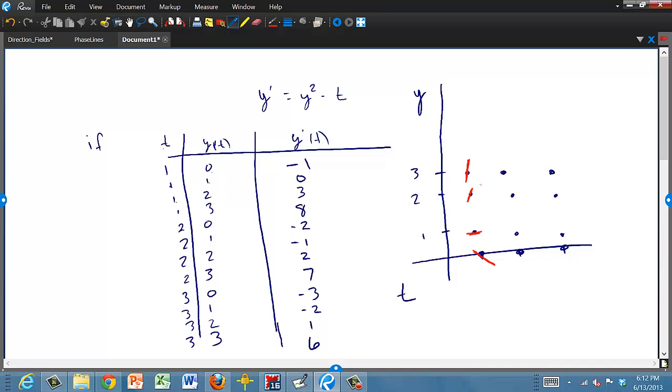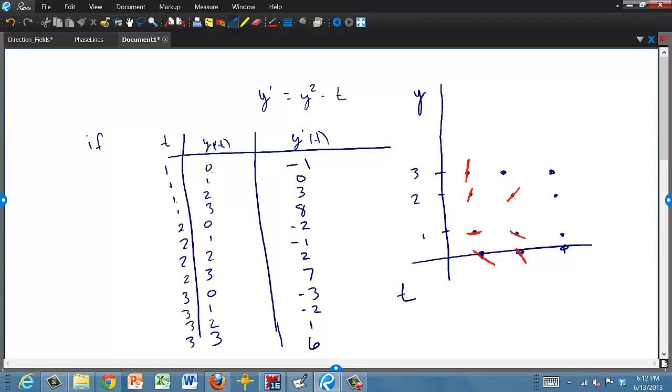It'll have slope 8. Now if it goes through 2, 0, you'll have slope negative 2, so a little more steep. 2, 1, it'll have slope negative 1, so less steep. 2, 3, it'll have slope 7.